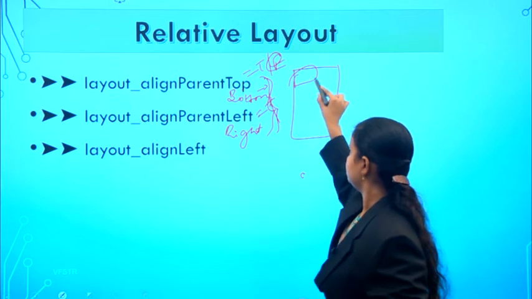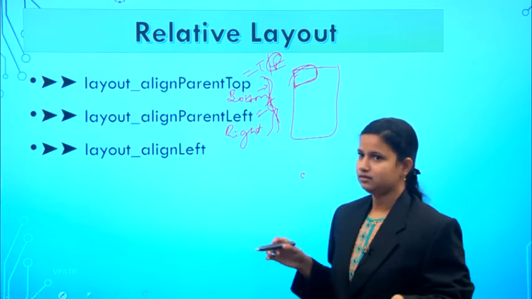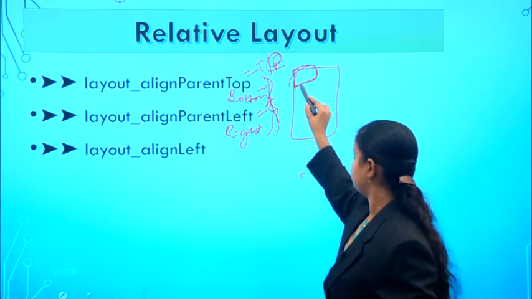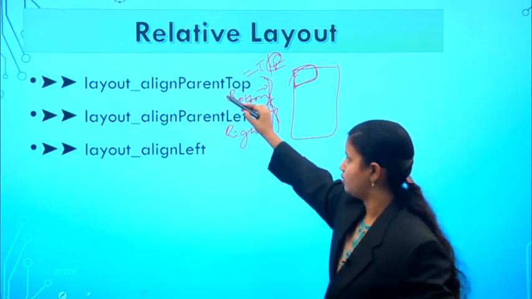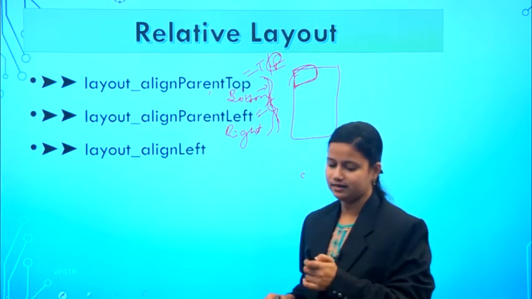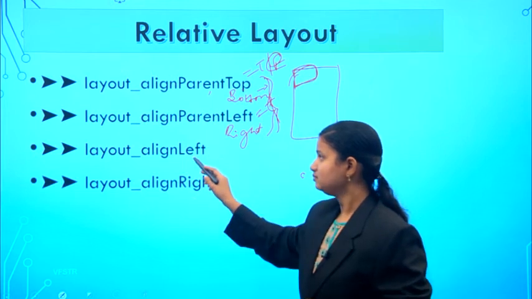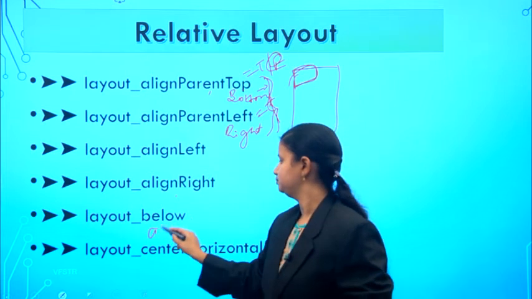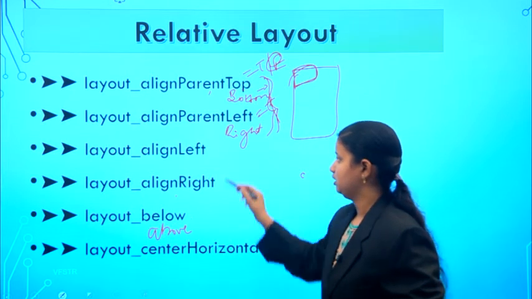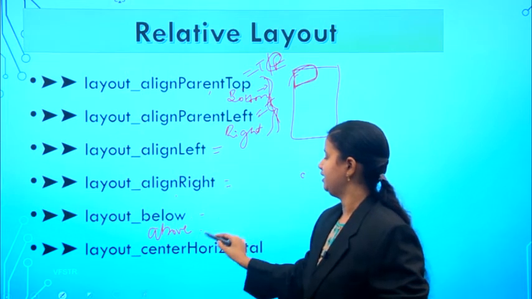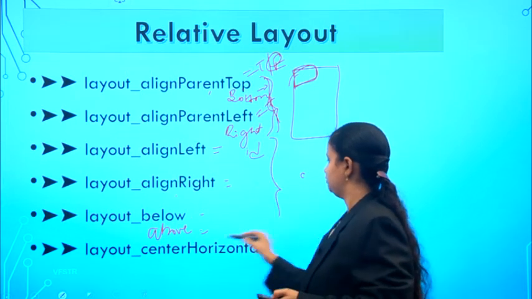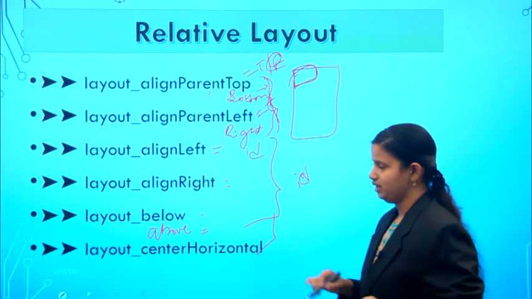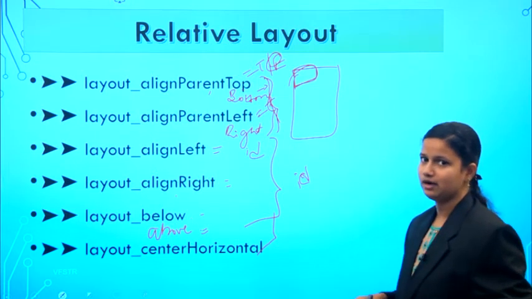And after that we are not going with the parent. Why? Because we already have one view, and I want to add another view that is relative to this one. In that situation we are not going with these properties; we are going with align left, align right, below and above. In these five properties we have to mention the ID of the relative one, or the ID of the existing one, we have to pass.